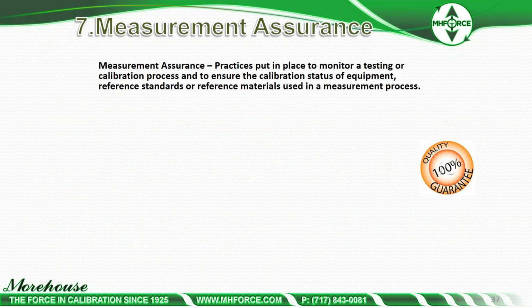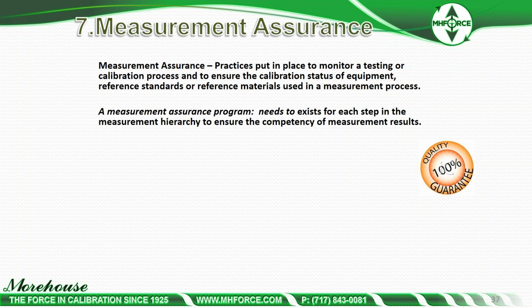Now we get to the final topic here, which is measurement assurance. Measurement assurance is practices put in place to monitor a testing or calibration process and to ensure the calibration status of equipment, reference standards, or reference materials used in a measurement process. If you have a measurement assurance program, it needs to exist for each step in the measurement hierarchy to ensure the competency of the measurement results.